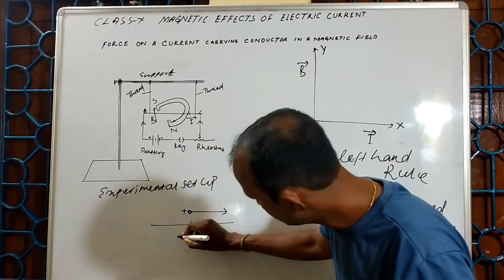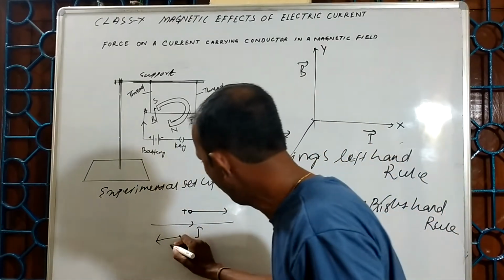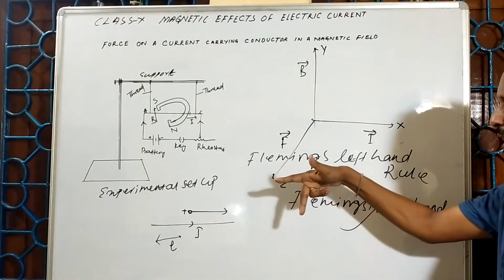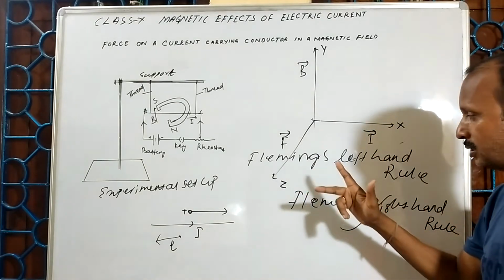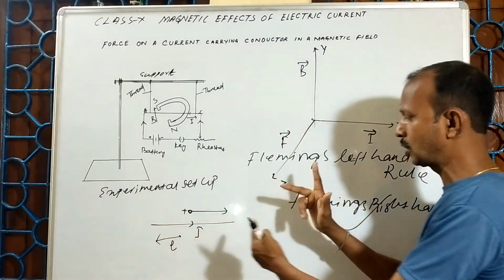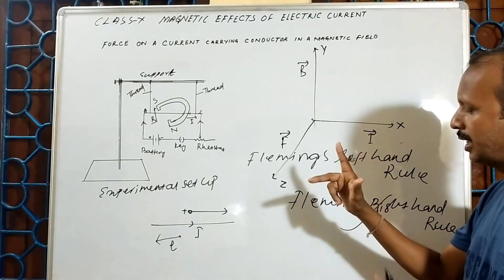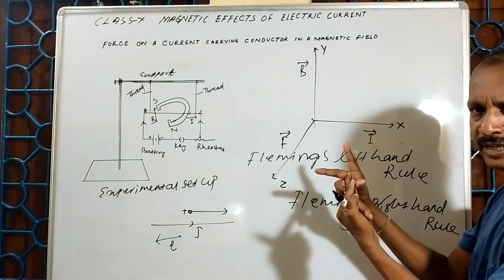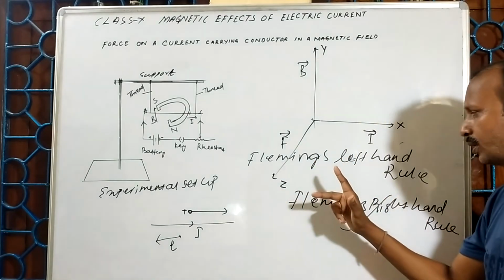Now, I can also use Fleming's right hand rule. But in the case of Fleming's right hand rule, I have to see the direction of the electron. See that, that is the direction of the electron. In this case, the same thing happens. If this finger shows the direction of flow of the electron, and this finger shows the direction of the magnetic field, then the thumb shows the direction of motion of the conductor or the direction of the force, which is outward.